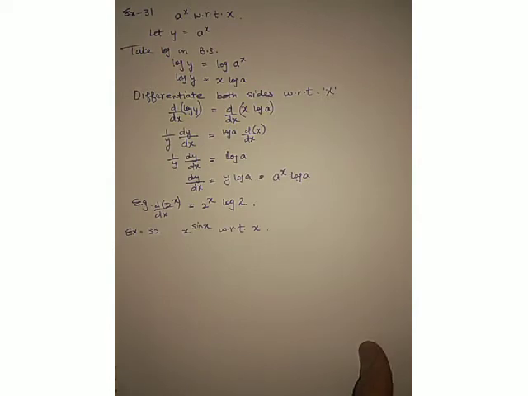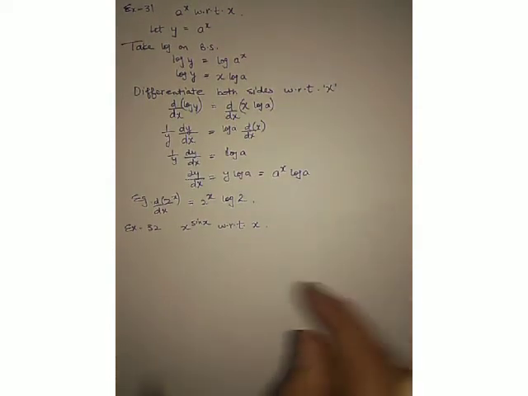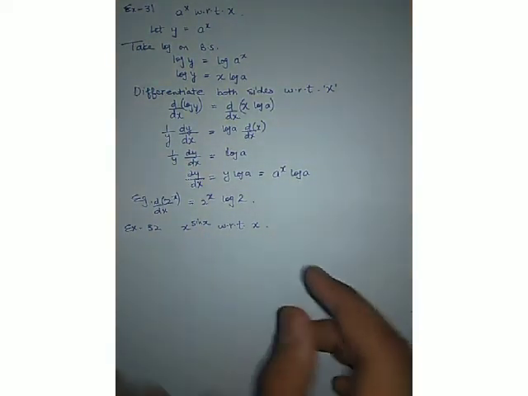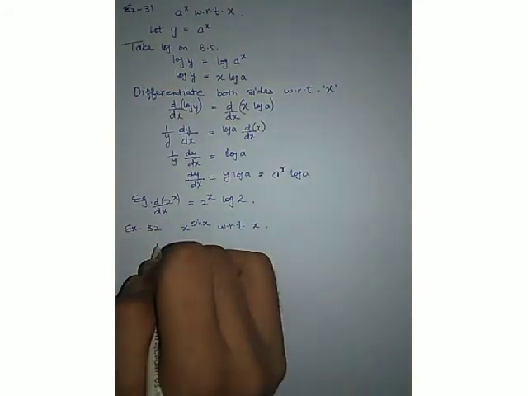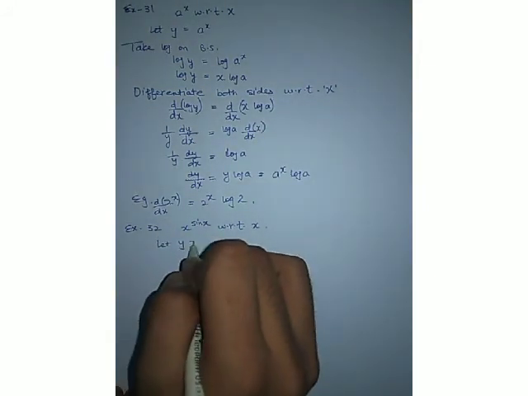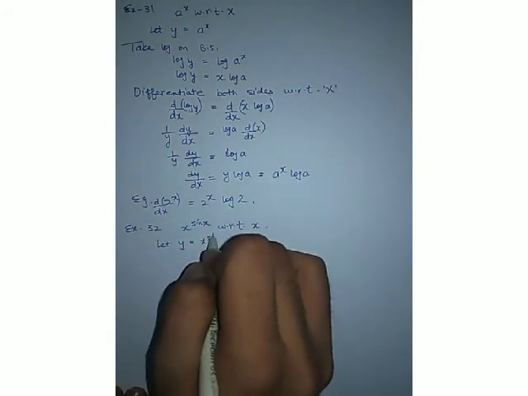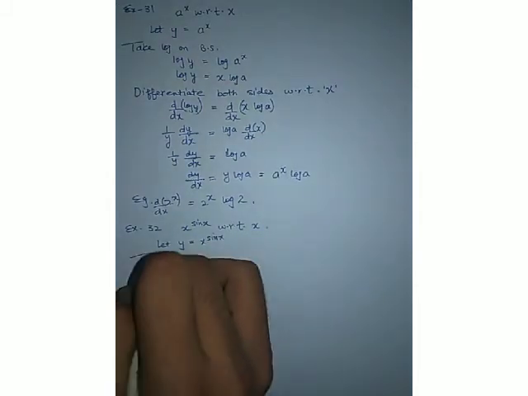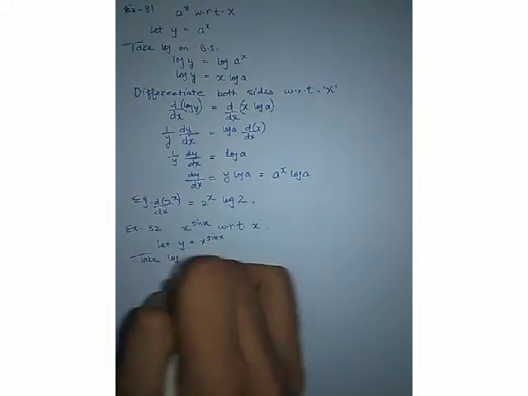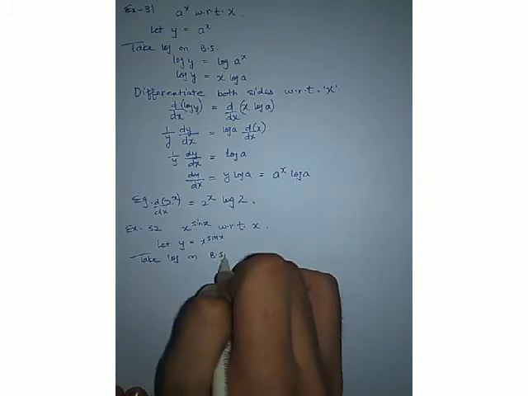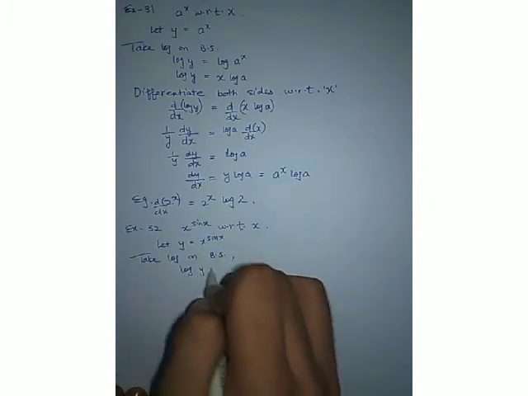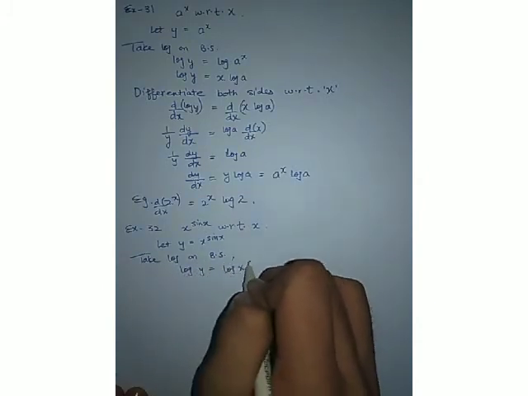In the subsequent example, we have to differentiate x raised to power sine x with respect to x. We'll follow the same steps, literally the same steps. Firstly, suppose y equal to x raised to power sine x. Now take log on both sides. What will you get? Log of y is equal to log of x raised to power sine x.